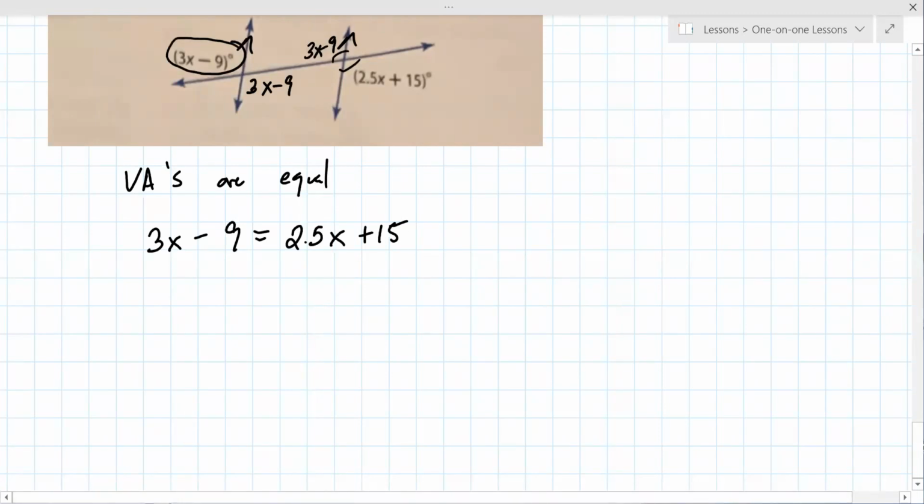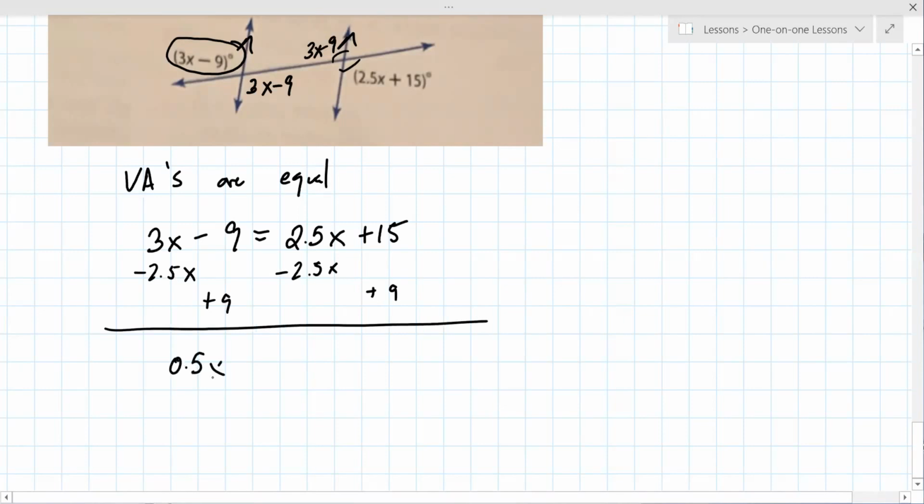All right, so to solve this, we're going to subtract 2.5x from both sides. We're going to add 9 to both sides. And so on the left, you get 0.5x equals 24. And then to clear the 0.5x, you're going to multiply both sides by 2. So you get x equals 48.